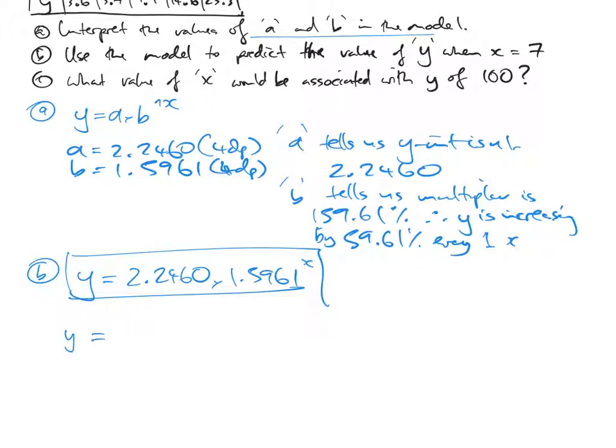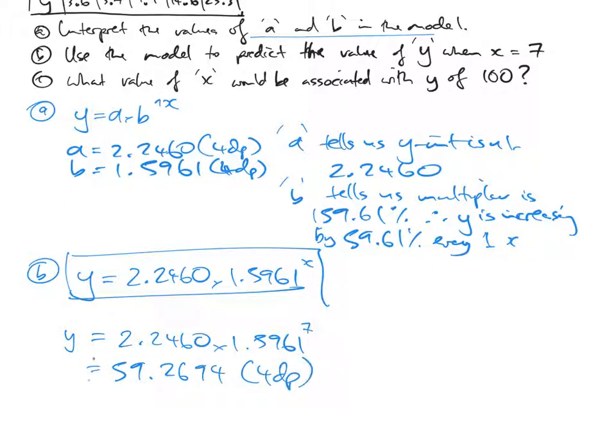What is y going to be when x is 7? 2.2460 times 1.5961 to the power of 7. Do the exponents first because of BEDMAS. 1.5961 to the power of 7 is 26.38886329, times that by 2.2460. That comes to 59.2694 to 4 decimal places. So that is what y would be when x is 7.